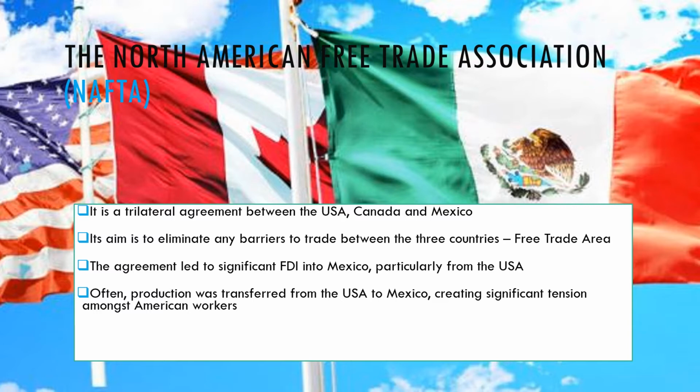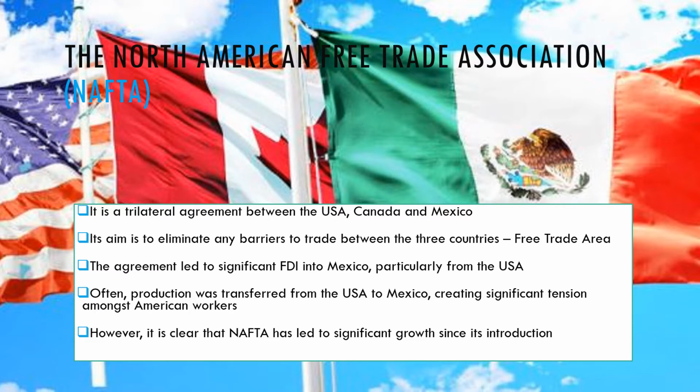This has created some tension amongst American workers who feel perhaps they might have lost their jobs as production was transferred to Mexico, which has maybe had an impact on recent political elections in the States. However, a lot of economists would argue that during the course of its existence, free trade between these countries has led to significant economic growth and a higher all-round standard of living for the three members.